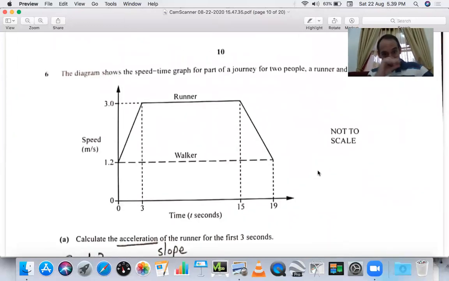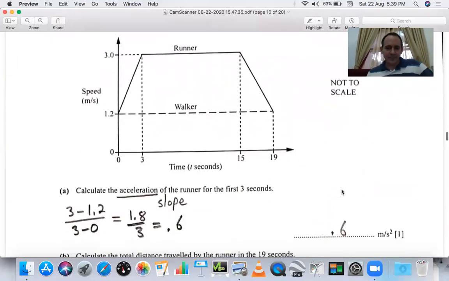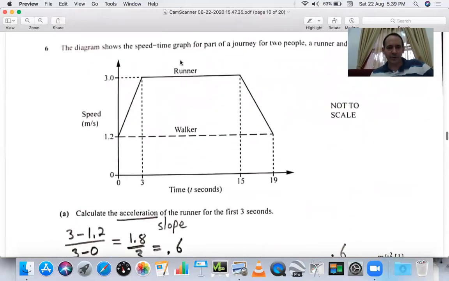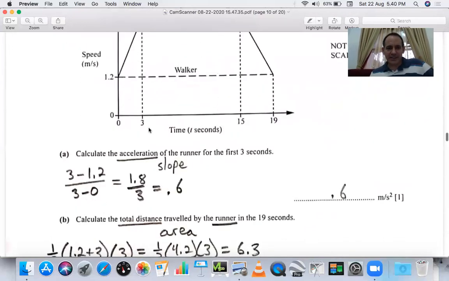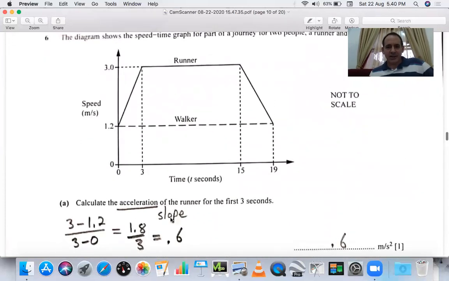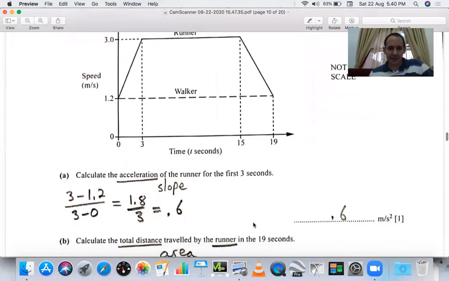Moving on, we get to a speed time graph. So here it says find the acceleration for the runner. Remember that acceleration on a speed time graph is slope. When you divide speed by time, you get acceleration. Your meters per second divided by second gives you meters per second squared.